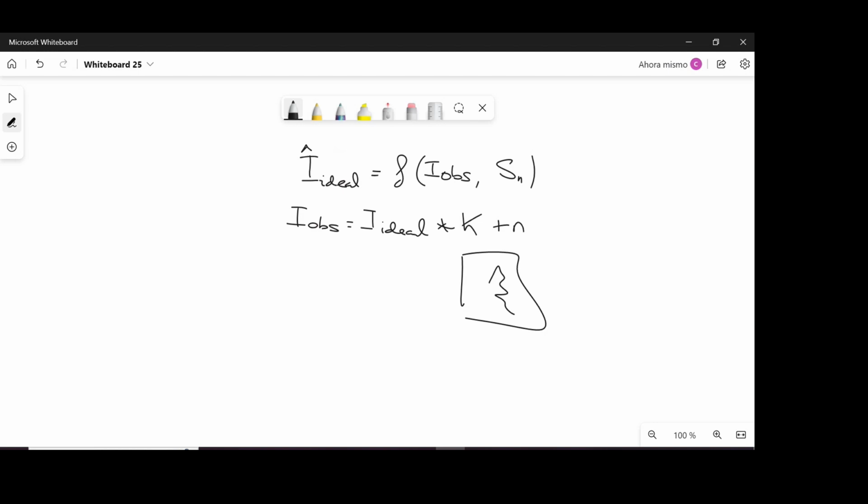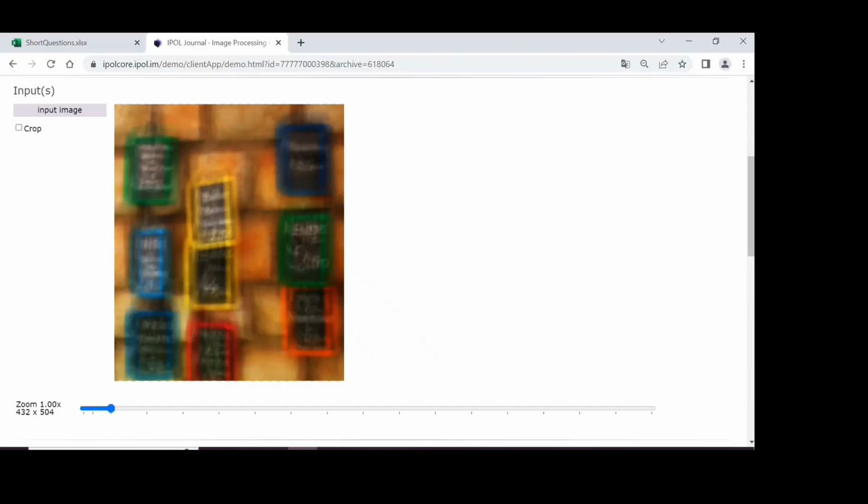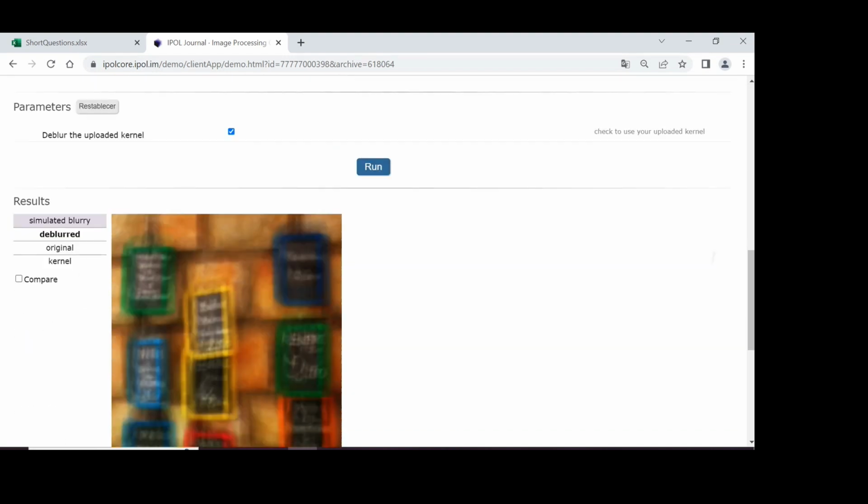And also in this problem where we don't have the kernel, I will also try to estimate the kernel. The problem that we will see in our lecture will not have this kernel. Okay, so we will assume that the kernel is known. So let's see the results rather than how they do it.